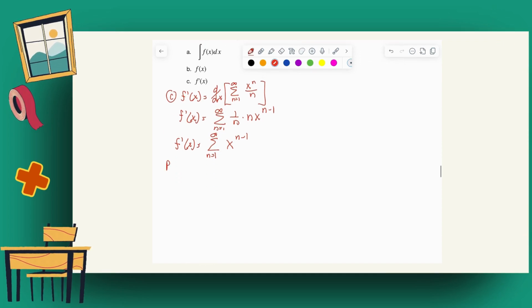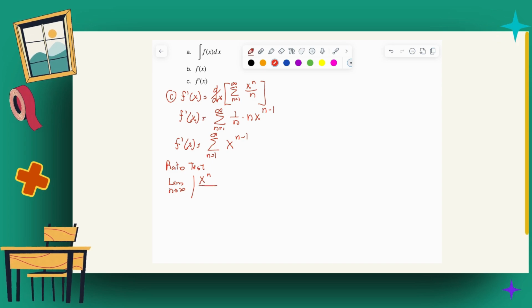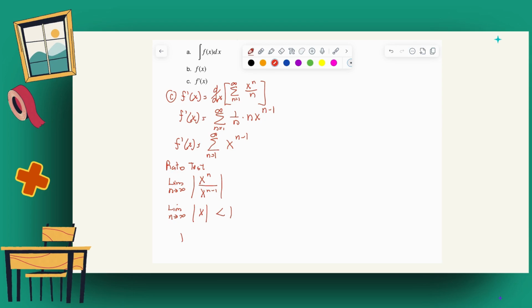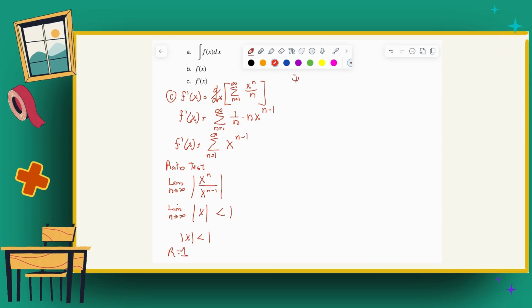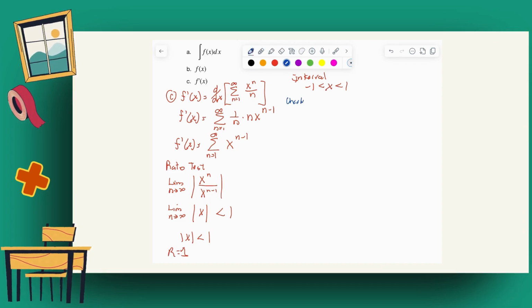Now I need to figure out my radius of convergence by using our ratio test. So it's going to be the limit as n goes to infinity of x to the n divided by x to the n minus 1. Using our exponential rules, that gives us the limit as n goes to infinity of the absolute value of x. And so in order for this to converge, that needs to be less than 1. So we have the absolute value of x less than 1, which should be familiar now, with a radius of 1. We have an interval with a left endpoint at -1 and a right endpoint at 1. We need to test and see if we include those endpoints or not.